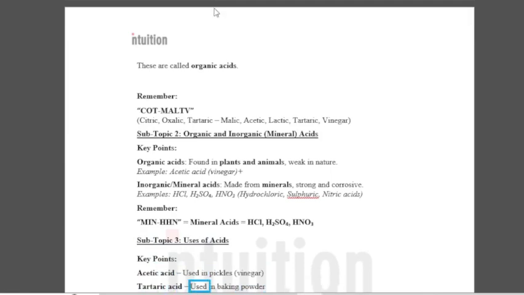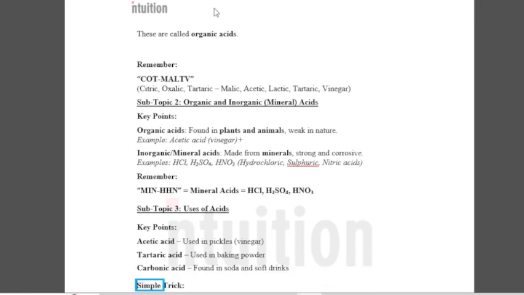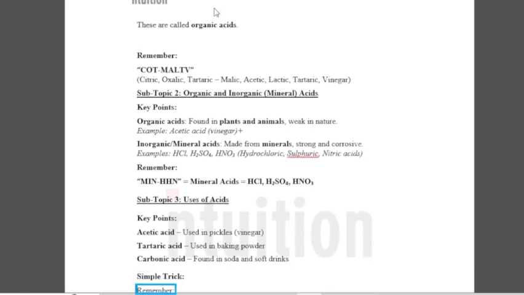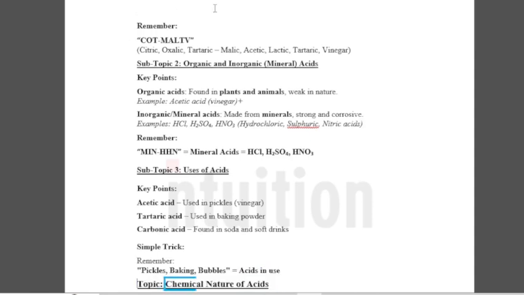Tartaric acid is used in baking powder. Carbonic acid is found in soda and soft drinks. Simple trick: remember, pickles, baking, bubbles equal acids in use. Topic: chemical nature of acids.